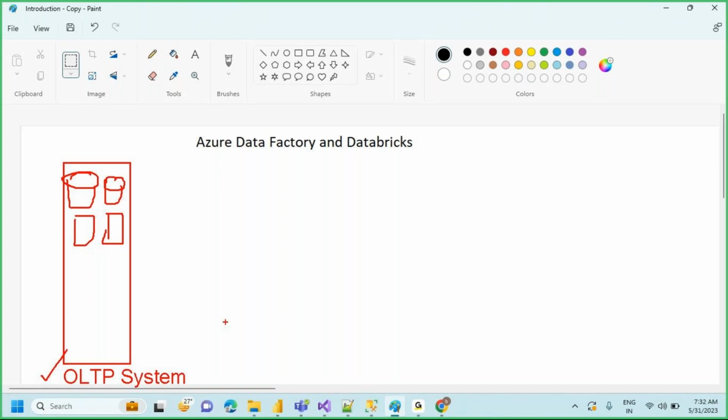HDFS? Not HDFS. HDFS is something a little different. I'll give clarity on that. When I talk about ADLS, I'll explain what HDFS is.